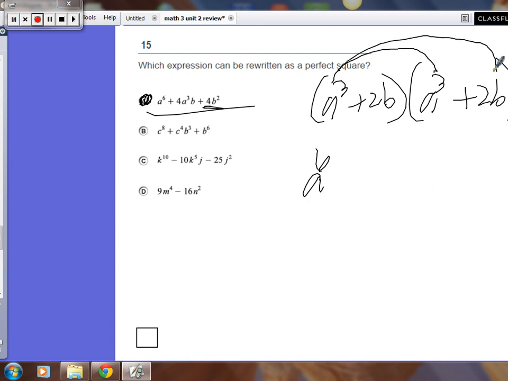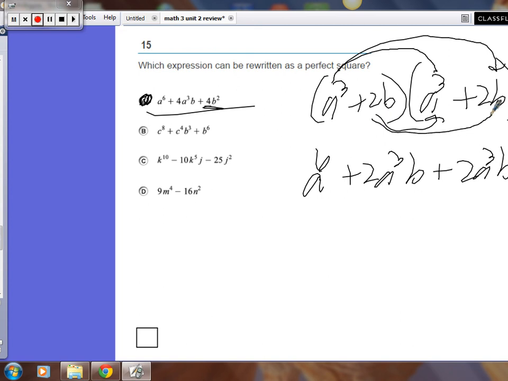A cubed times 2b is going to be 2a cubed b. 2b times a cubed is going to be another 2a cubed b. Then 2b times 2b, that's going to be 4b squared. And then your two middle terms are going to combine and give you 4a cubed b. So 15 is the one that you can factor into a perfect square.